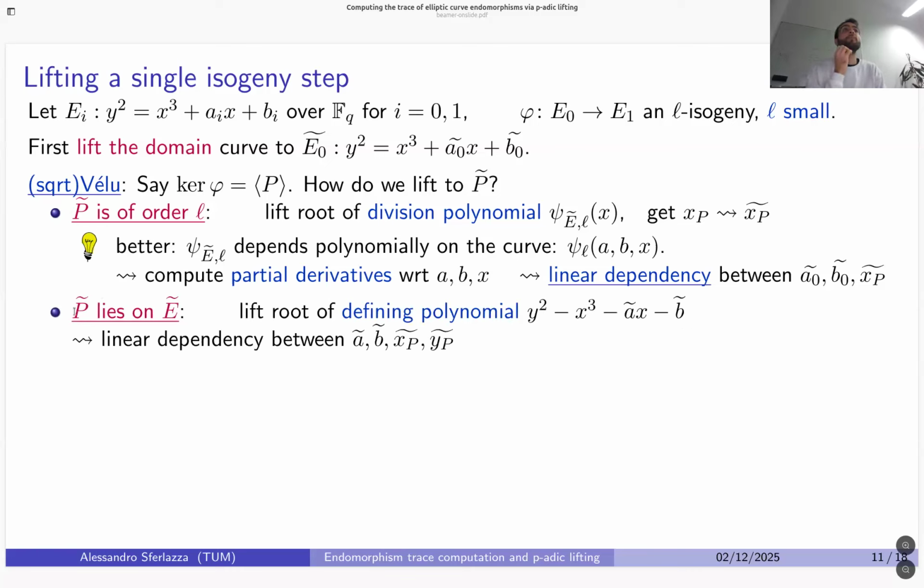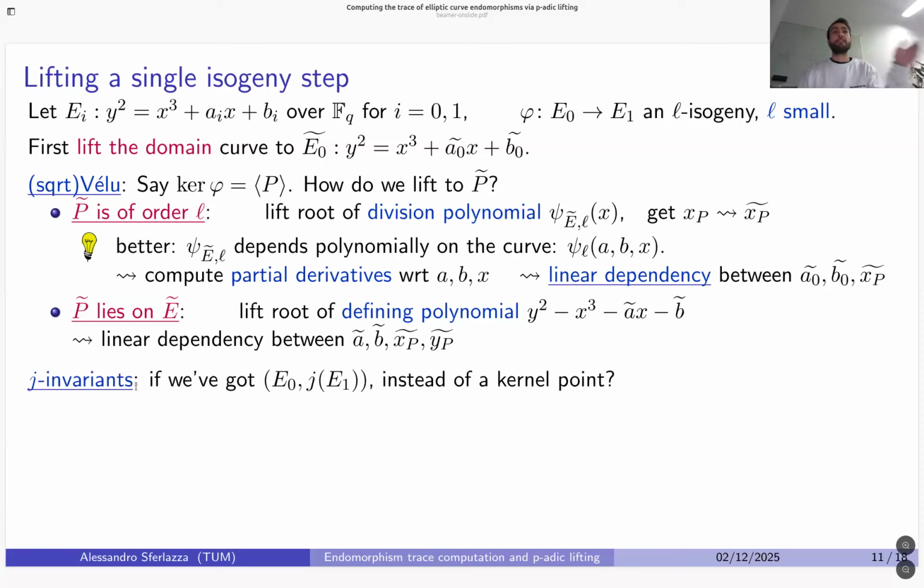And similarly, we can make sure that now the lifted point x, y also lies on the curve. That is, x and y must satisfy the defining polynomial of the curve. So in particular, doing the same trick, we can find a linear dependency relation between the coefficients of the curve and the coordinates of the point we're considering. So to lift an isogeny step is basically just lifting some variables, x, y, a, b, as roots of a polynomial system of equations.